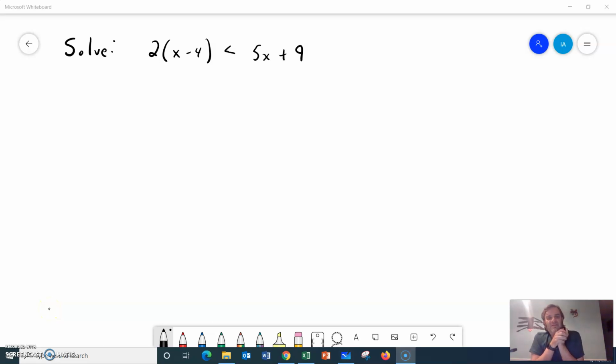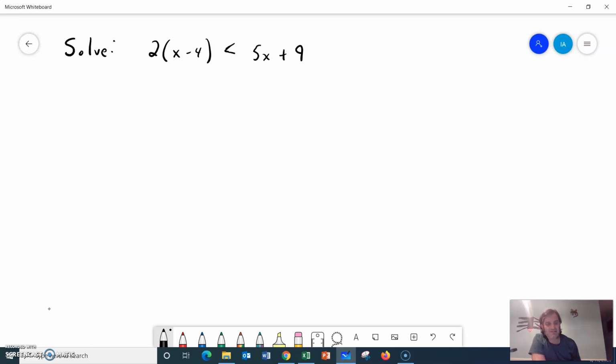We're solving inequalities. So this one we have on the left hand side 2 times the quantity of x minus 4. And then all that is less than the right hand side, which is 5x plus 9. So if we go to our rules of solving equations, the first thing we notice is there's no fractions.